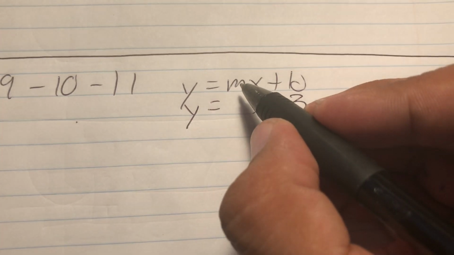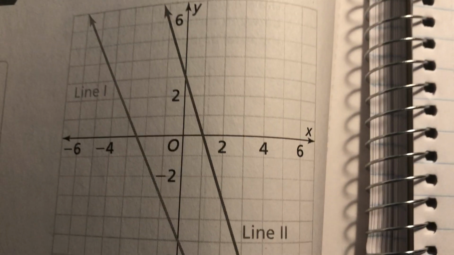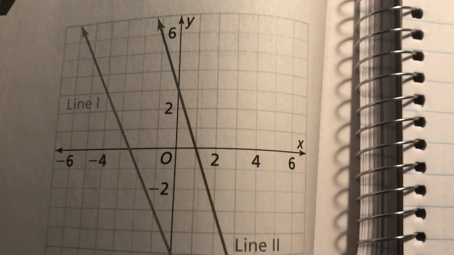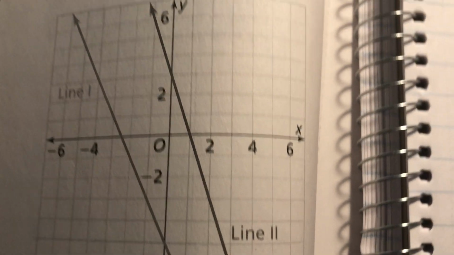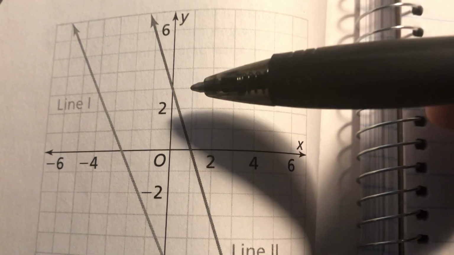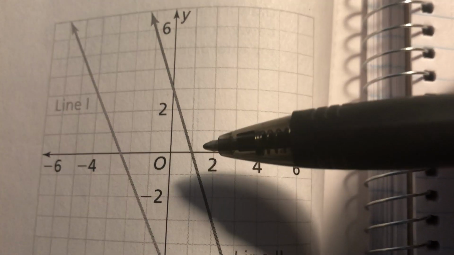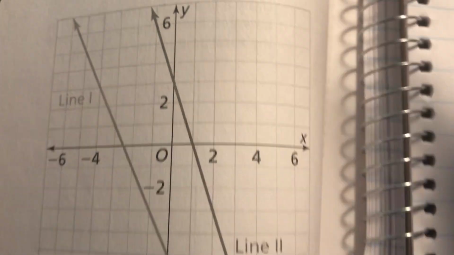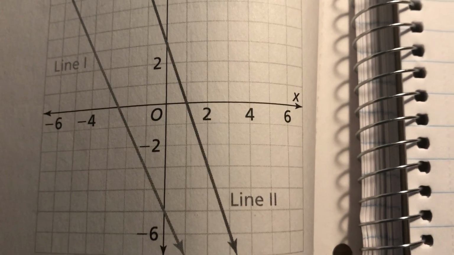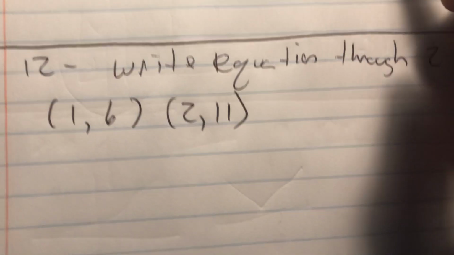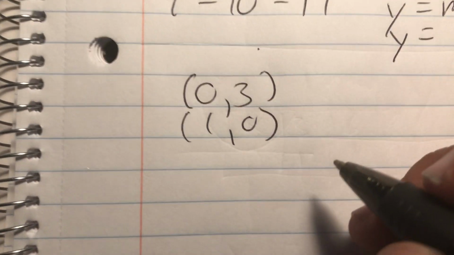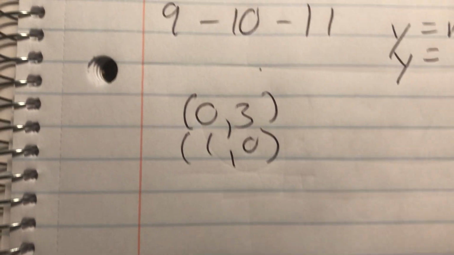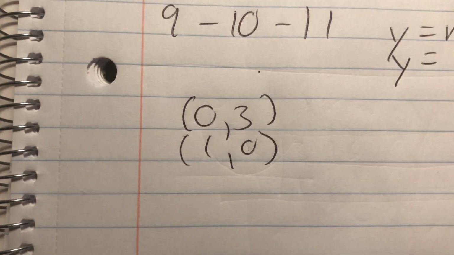Now the only other thing we need is the slope, which means we have to find 2 points on this graph. Now one of the points can be the y-intercept, which is 0, 3. Now we have to find another point where we can perfectly tell what numbers they are, right here. This is 1, 0. Now that we have these 2 points, we can now find the slope.